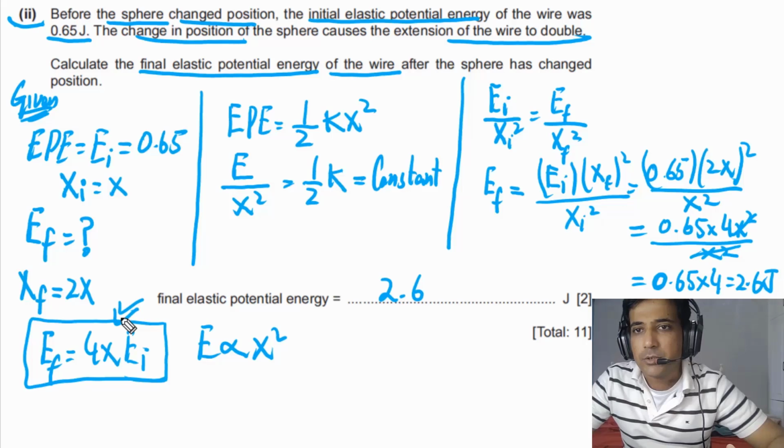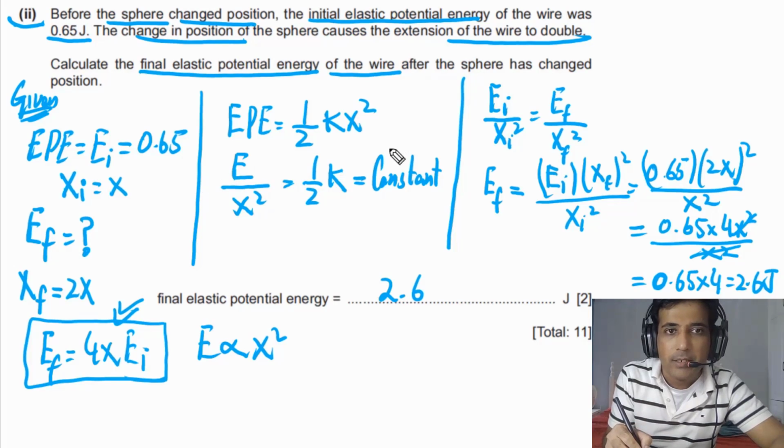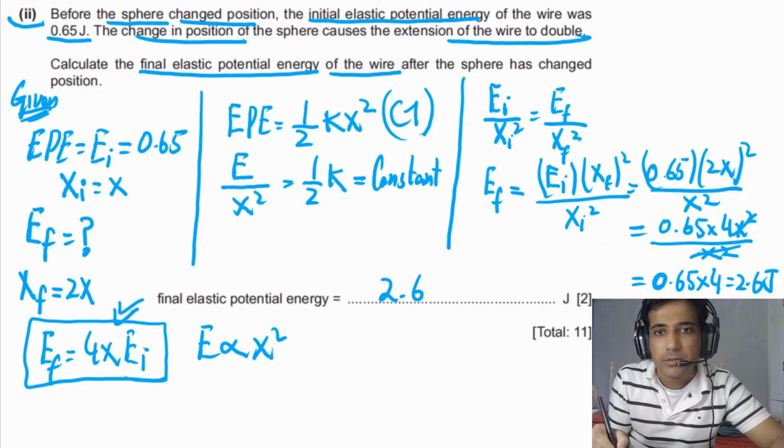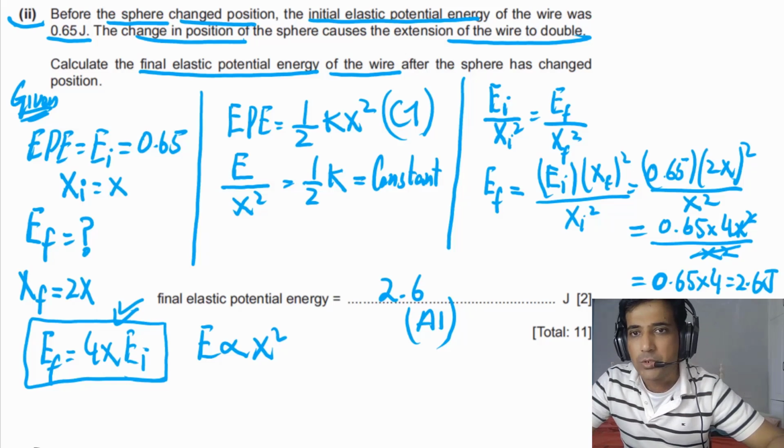This question has 2 marks. The first mark you will get if you have used this formula. So you will get the first mark if you have used this one. This mark will be C1, and you will get the final mark, that is the answer mark, if you have got the right answer. So this is how marks will be awarded for this question.